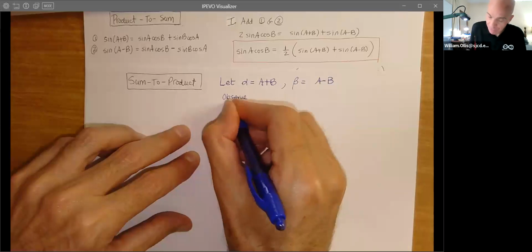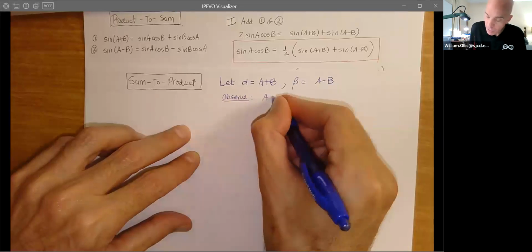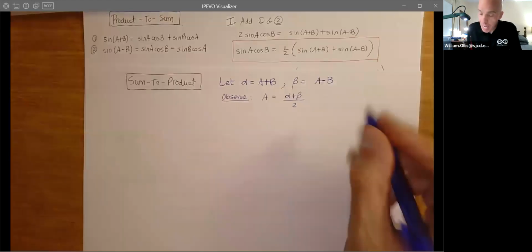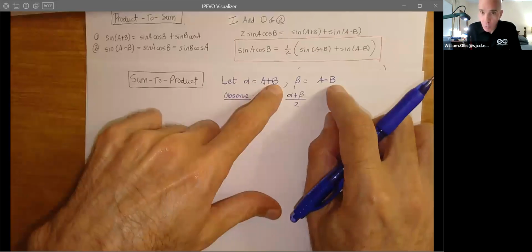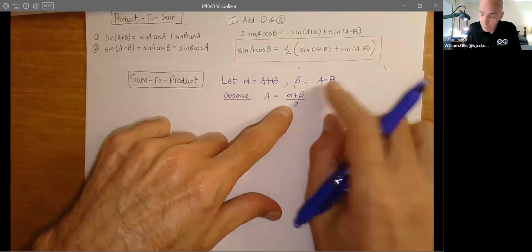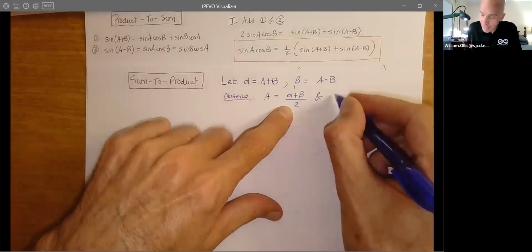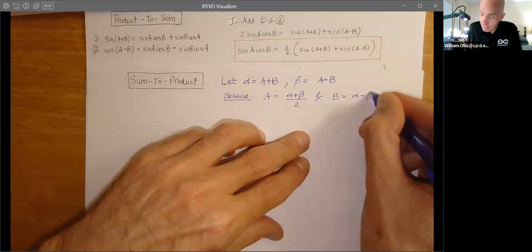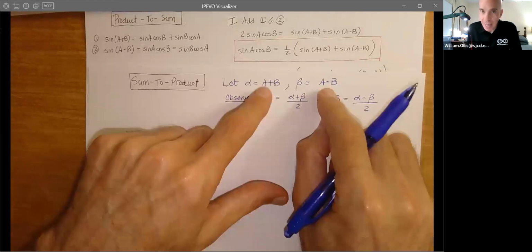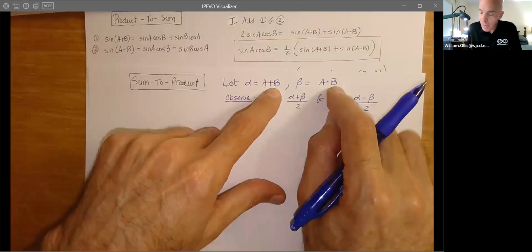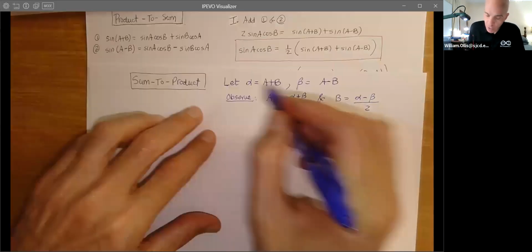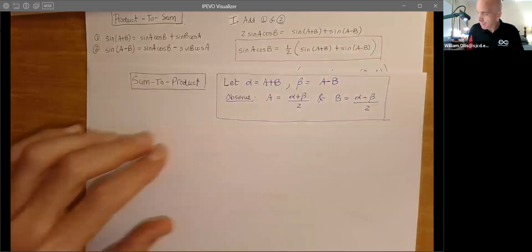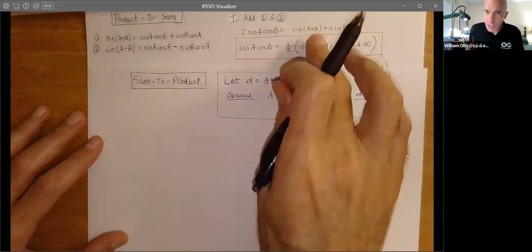This is the beauty of this. A equals alpha plus beta over 2. Why is that? Well, if you add alpha and beta, the B's absorb, and you have 2A, divide by 2. And B, now absorb the A's, do alpha minus beta. If you subtract these, the A's absorb, and you have 2 copies of B, divide by 2. So now, here's your change of variable, right here. Change of variable.